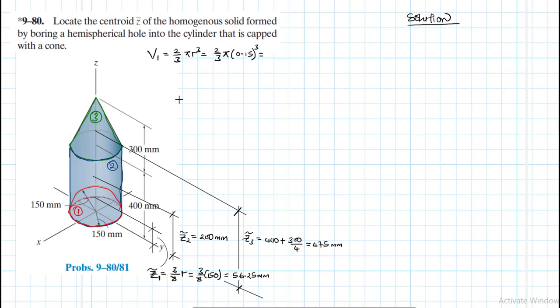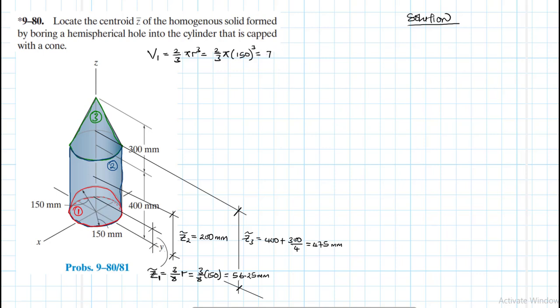So 0.15 cubed times pi times 2 divided by 3. Again, it's too small, right? It's too much in decimals. I think I'll leave it as just 150. Okay, 150 cubed times pi times 2 divided by 3.